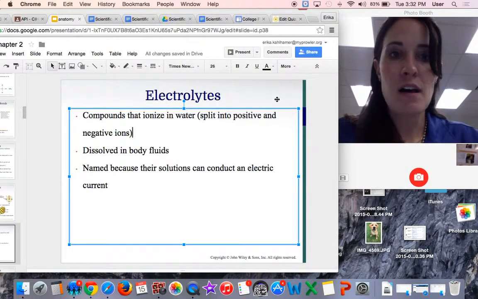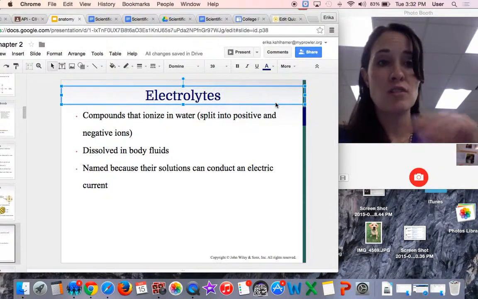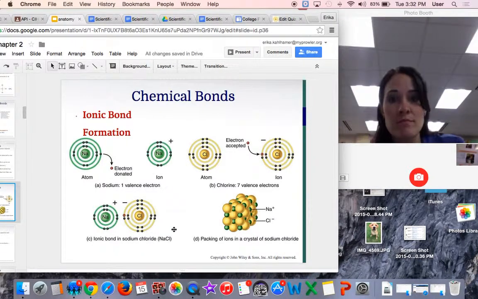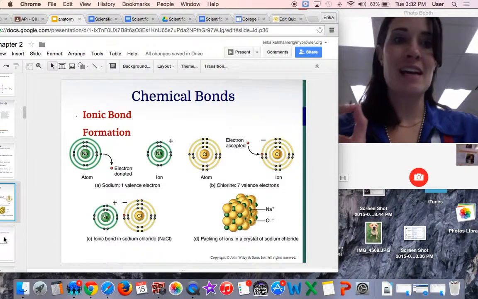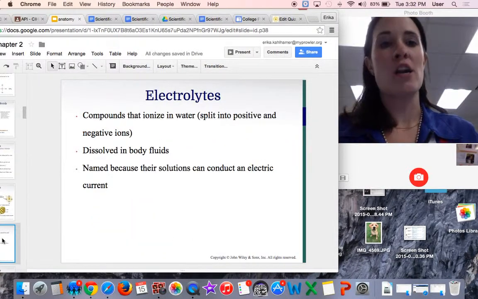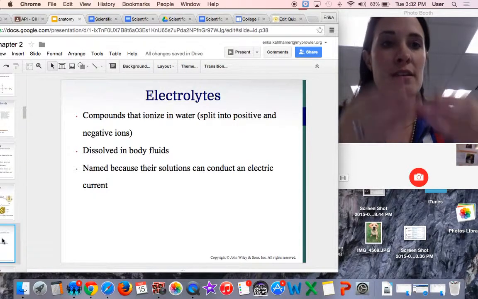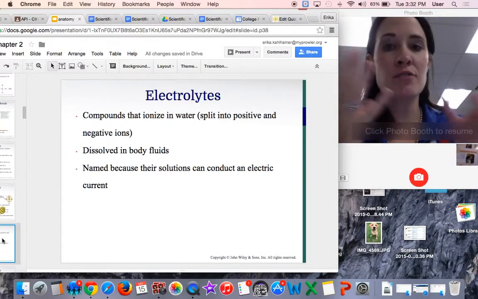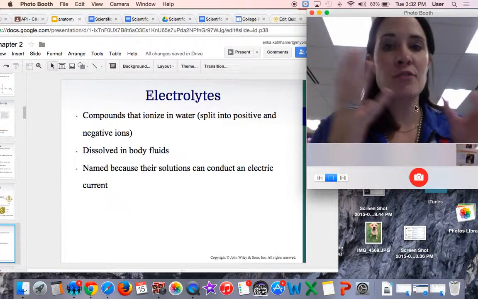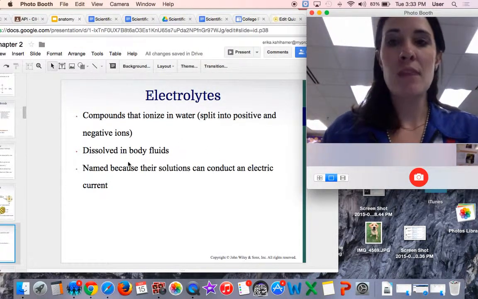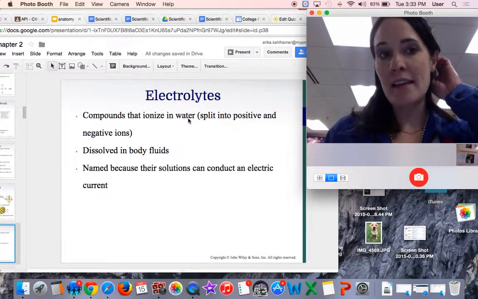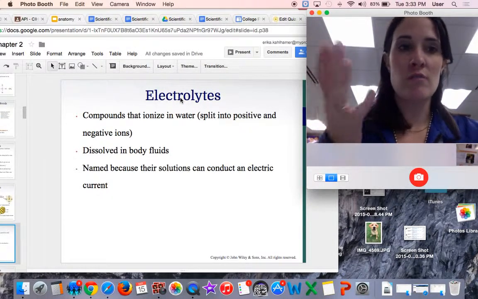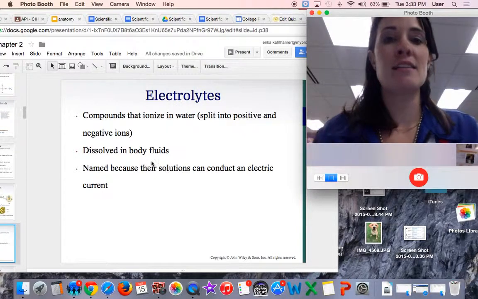Electrolytes. Table salt would be an example. When you put salt in water and stir it around, instead of being NaCl, it separates into sodium and chloride. Okay, those are electrolytes. Anything that ionizes in water, when you put that molecule or compound in water, it'll separate into ions, sodium and chloride for example, that have electrical charges, which are called ionized. So when I say ionize in water, they become ions. Electrolytes dissolve in the body fluids in your body. That makes sense. And they're called electrolytes, like sodium, chloride, potassium, because they can actually conduct an electrical current in water.